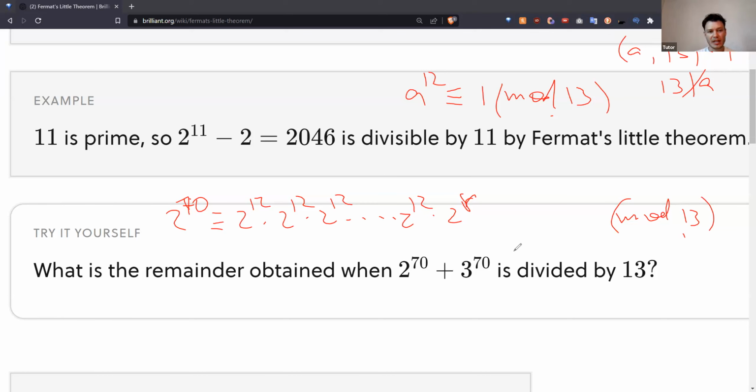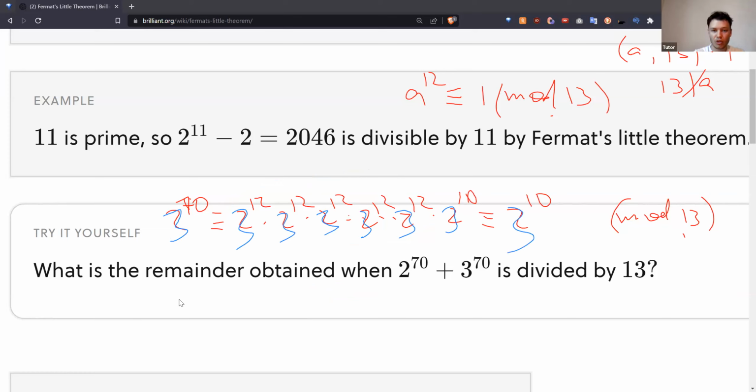Actually, if I write one more 2 to the 12 in here, you see that this is going to be 2 to the power 60, right? So the remainder is going to be 2 to the power 10. The only thing that's going to be left in here is 2 to the power 10. So basically it's going to be congruent with 2 to the 10 mod 13. And the same story happens with 3. If I replace the 2 with a 3, I can write 3 times 3 times 3 and so on, right?